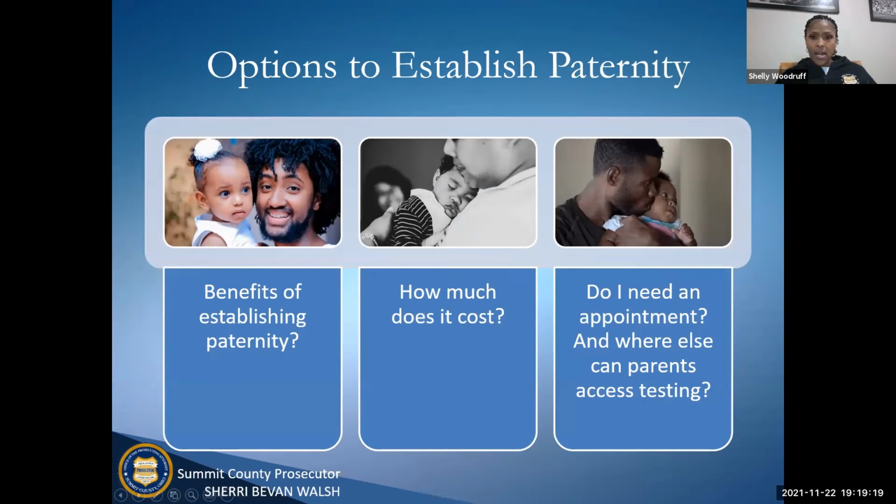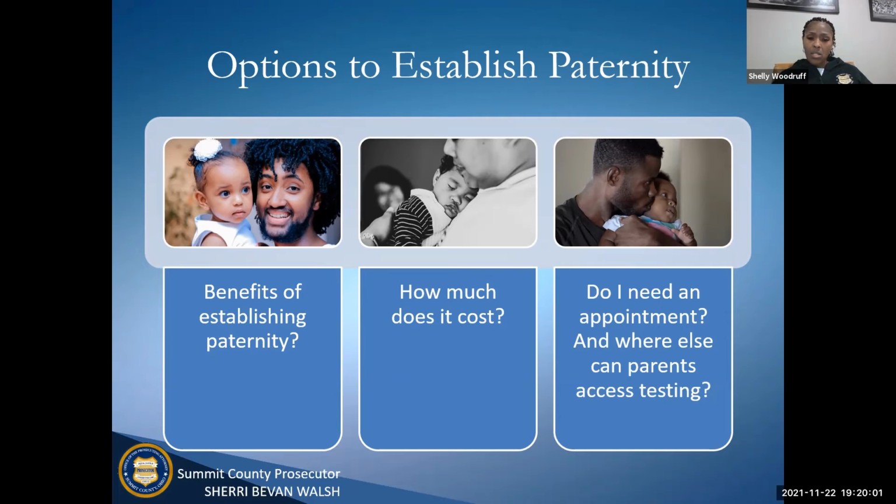So the next slide, options to establish paternity, which we talked about a little bit, benefits of establishing paternity. The benefit of establishing paternity is so that a child will know who their biological parent is, as well as it's important to have a birth certificate that has mom's name and dad's name listed on it, as well as if something were to happen to mom or to dad, that child may be eligible for a Social Security derivative benefit. Without paternity being established, that child is not entitled to that benefit. So it's important to have paternity established.